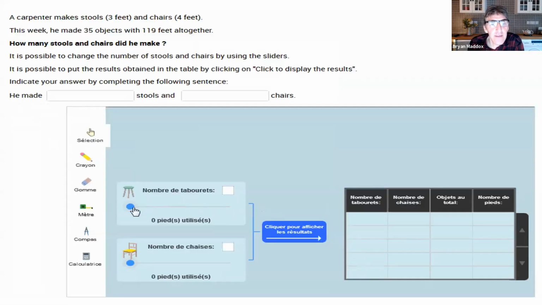So I'm going to show this animation briefly. This gives an example of how somebody might answer this question using the slider.